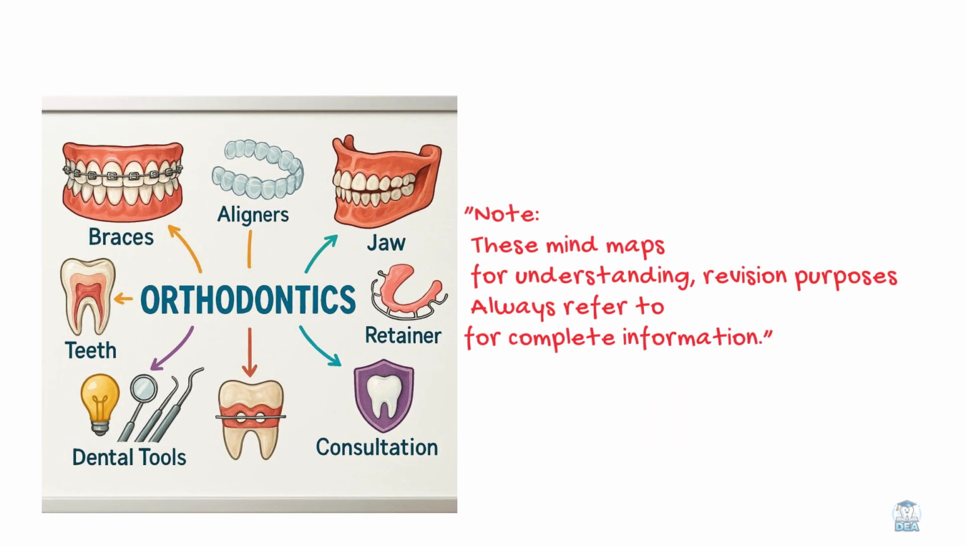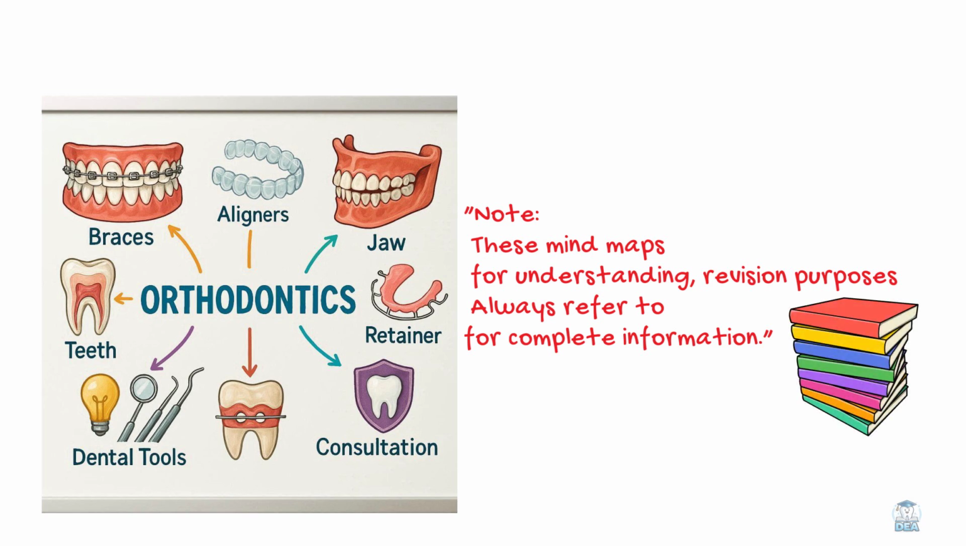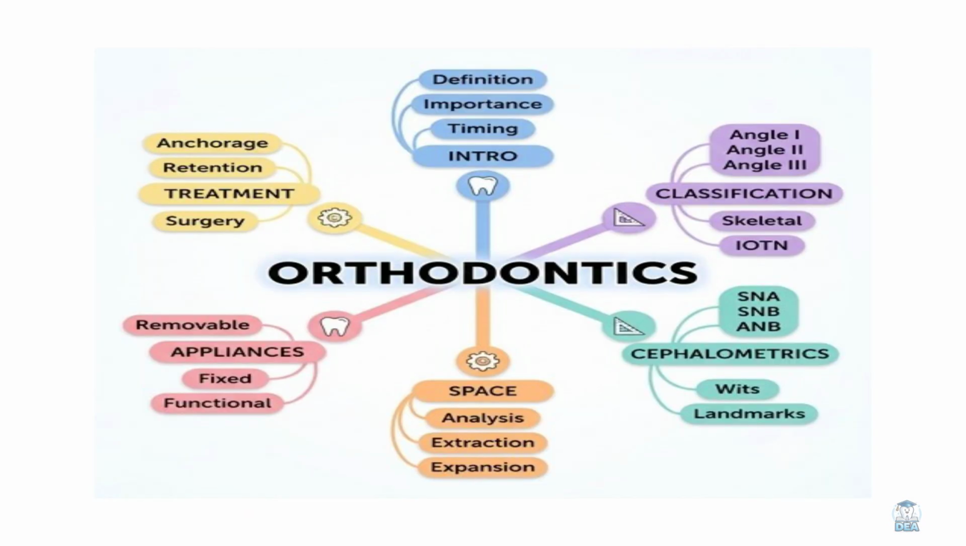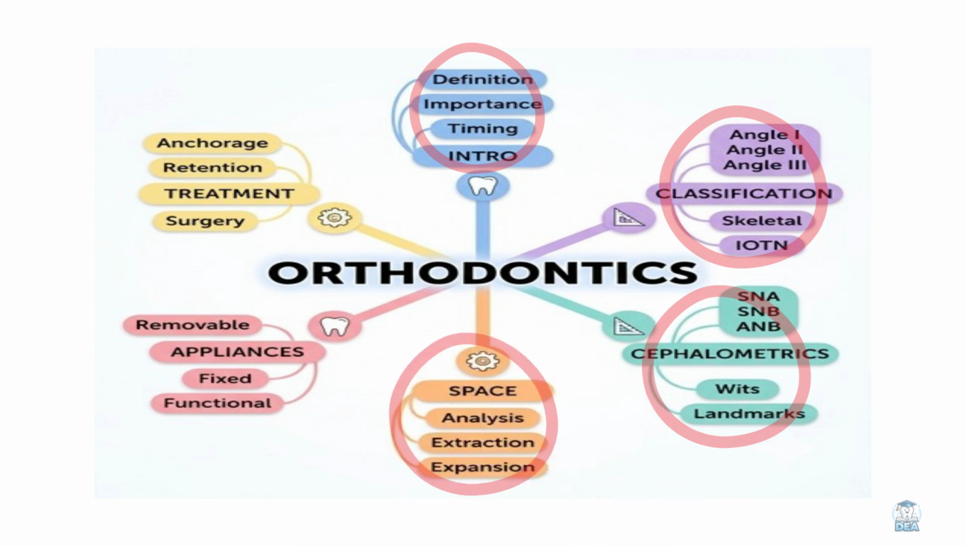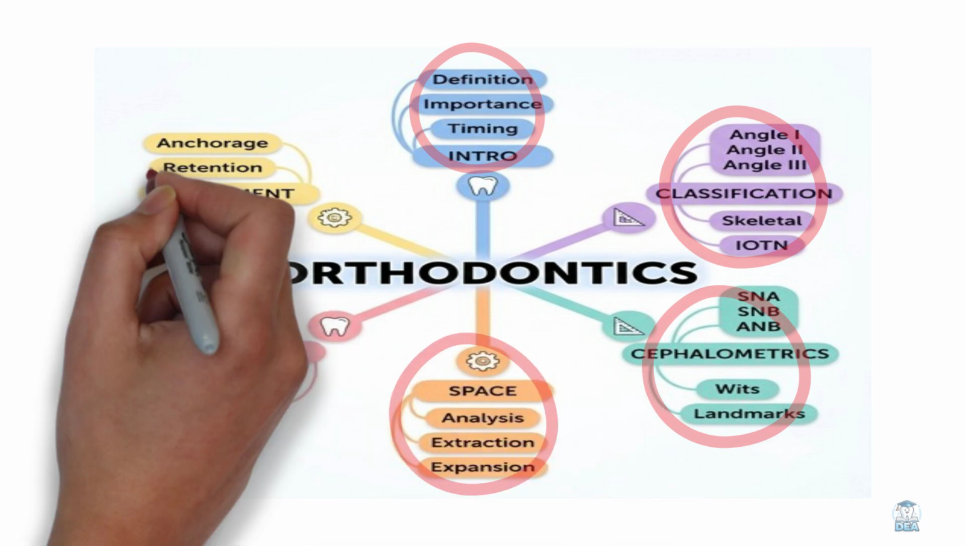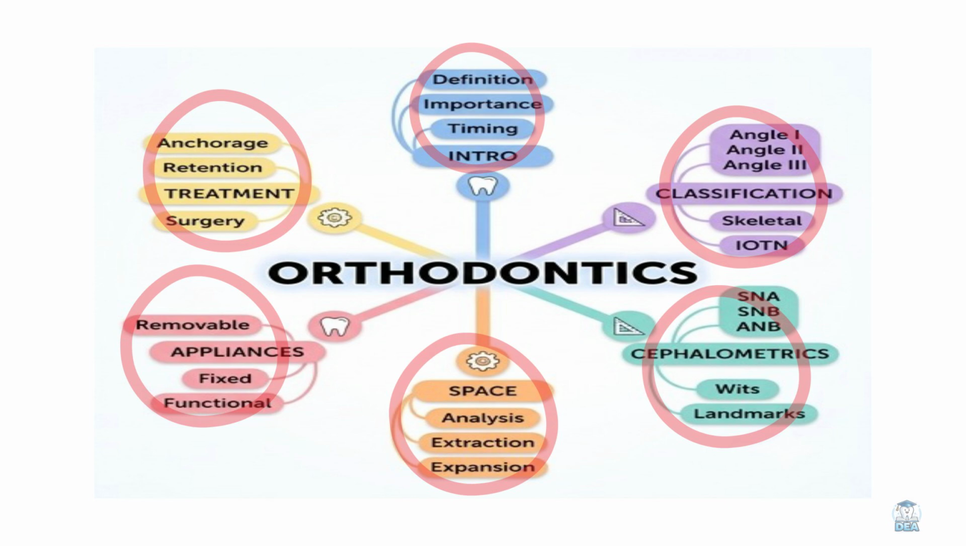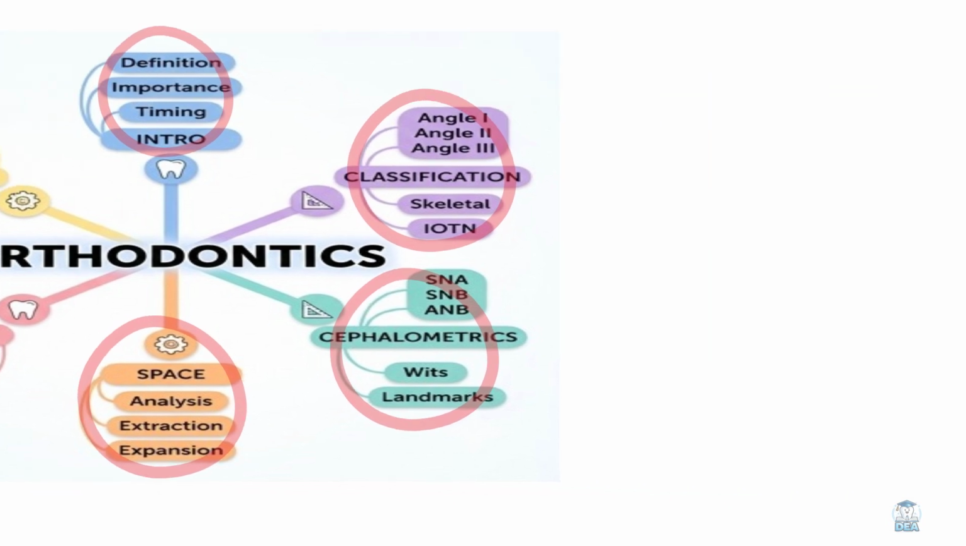Note, these mind maps are for revision only. Always depend on your lectures and textbooks. This is the full picture. Basics, then classification, then cephalometrics, then space analysis, then appliances, and finally treatment, surgery, retention, and anchorage. Everything is connected. Here's how it works.